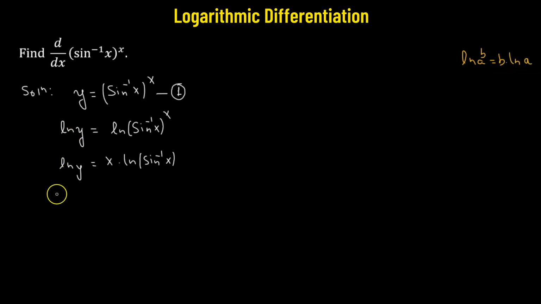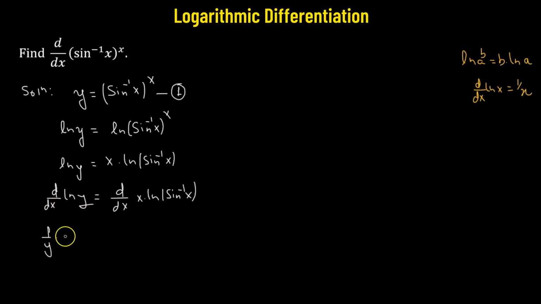Now we will take the derivative on both sides with respect to x. So we have d/dx of log y equals d/dx of x times log of sine inverse of x. Now we know that the derivative of the logarithmic function, d/dx of log x, equals 1 over x. Now let's use this fact here. So we have d/dx of log y, which will give us 1 over y, but since we have y here instead of x, we'll use the chain rule to multiply it with the derivative of y with respect to x.